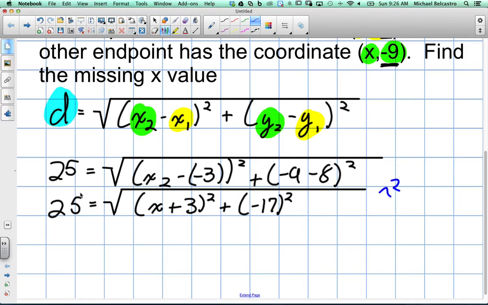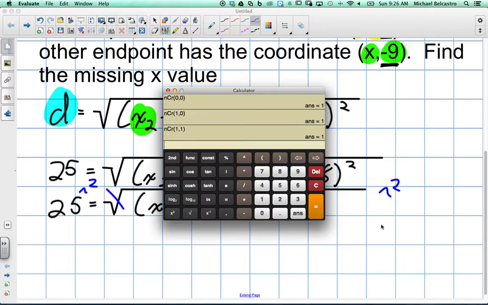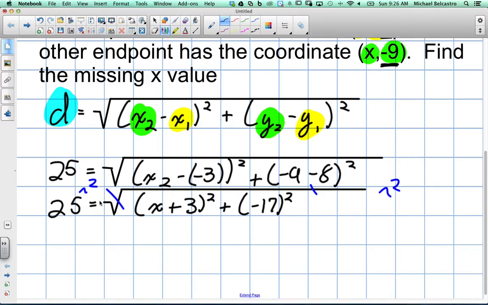I'm going to square both sides of the equation, okay? When I do that, that's going to eliminate the square root on this side, and our 25 is going to grow by multiplying by 25. So let's figure out what that value would be. 25 squared is 625. So on the left side, we get 625 is equal to, and the square root on this side disappears.